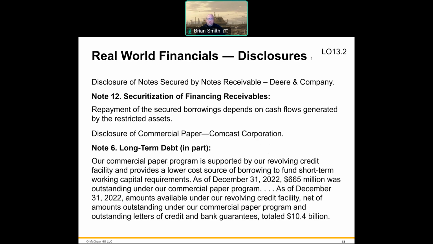So here's your real world financials. Repayment of secured borrowings depends on cash flows generated by the restricted assets, disclosed in commercial paper, chapter or note 6. Why didn't they put those in order? 6, 12, and then 6. It's weird. Long-term debt in part, talking about the commercial paper program, things like that. It's kind of what you'd expect to see in the notes to the financial statements.